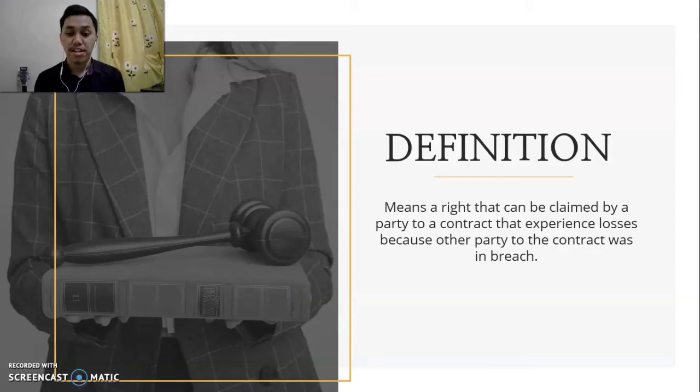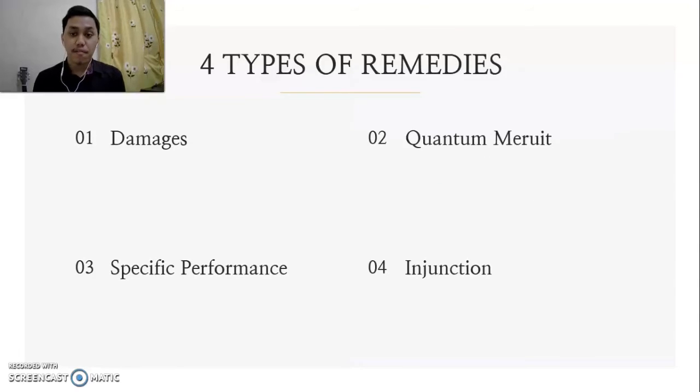The definition means a right that can be claimed by a party to a contract that experienced losses because the other party to the contract was in breach. There are four types of remedies, which are damages, quantum meruit, specific performance, and injunction. But today, I will only present about two types of remedies, which are damages and quantum meruit.